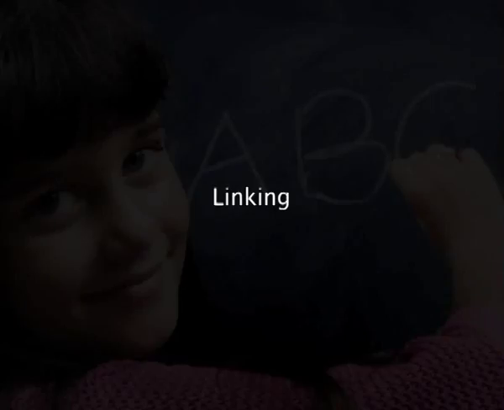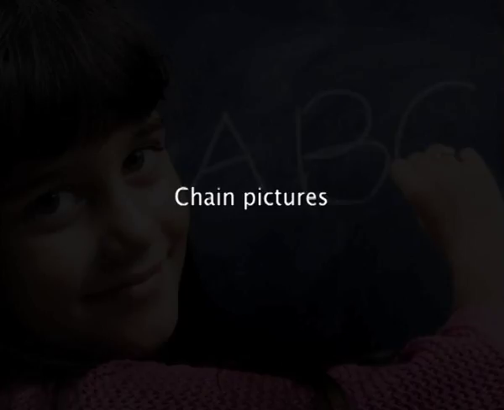One of the essential characteristics of spoken English is linking. The words in a thought group are linked together. This is necessary to pronounce English fluently. There are some techniques to apply in teaching linking. Number 1, chain pictures. Use chains to give a visual image of spoken English.